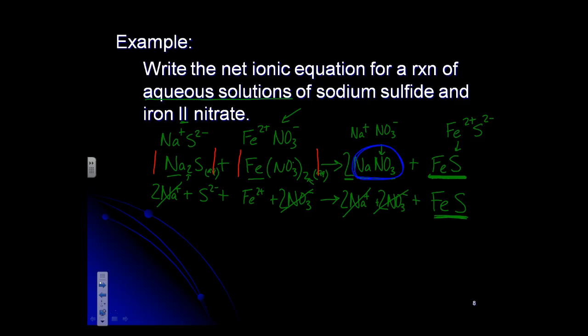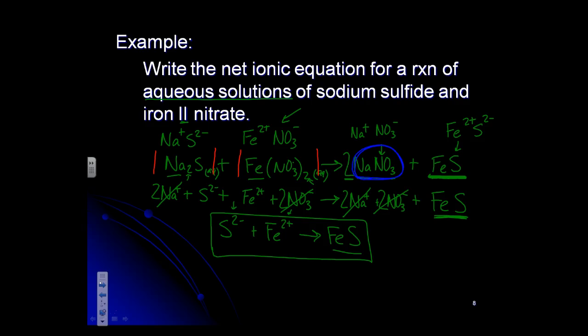All right. Now, all I have to do for step number 6 and to finish this problem is to rewrite everything that's not crossed off. So S2 negative, Fe2 plus, yield FeS. This is the only thing that's really happening here in this reaction, and that is your net ionic equation. You will have ions over here on the reactant side, and then on the other side you will have your precipitate.